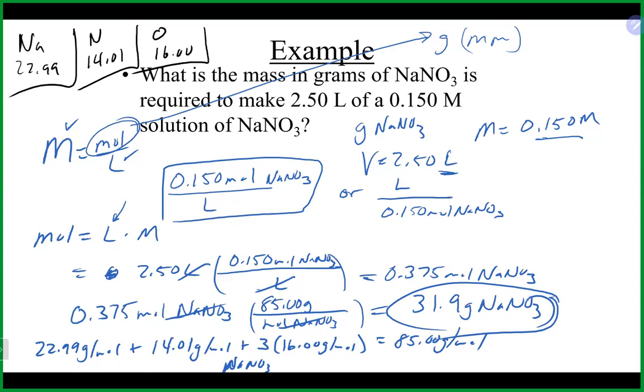So this number represents that if I wanted to make the solution, I would go and weigh out 31.9 grams of sodium nitrate. And since it's ionic, probably water would be a great solvent in this case. Put it in some water to get it to dissolve, top it off to a total volume of 2.5 liters, mix it up really good. And now I should have a solution that has a molarity of 0.15 molar.